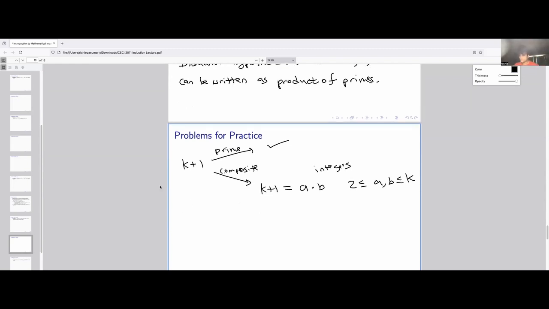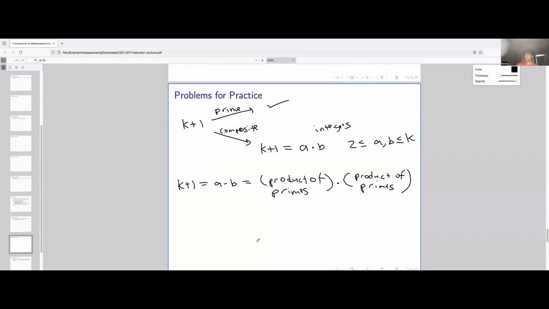So that means I can just write that k plus 1 is equal to a times b, which is equal to, this is not very formal notation, but I'll just say product of primes times product of primes. And that's just the product of primes. So since k plus 1 can be written as a product of primes, we are done with the proof. So the claim is correct.